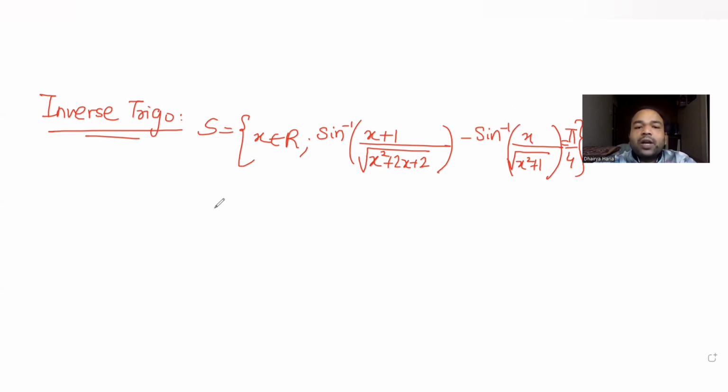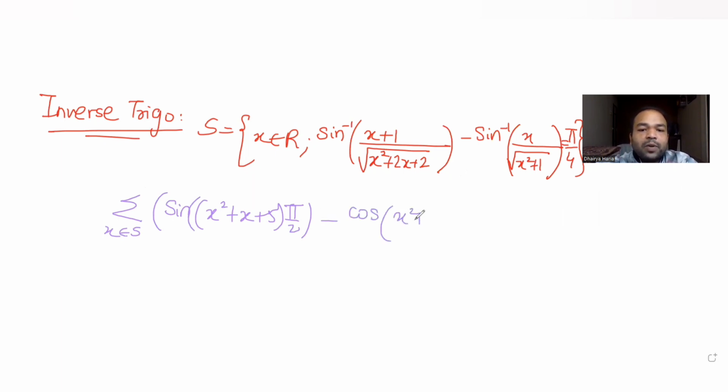And when these values satisfy the expression, for the values of set S, we need to find the summation over x belonging to S of sine of (x square plus x plus 5) pi by 2, minus cos of (x square plus x plus 5) pi. So we have been asked to find the value of this entire expression as the sum over all the values of x which belong to this set S.